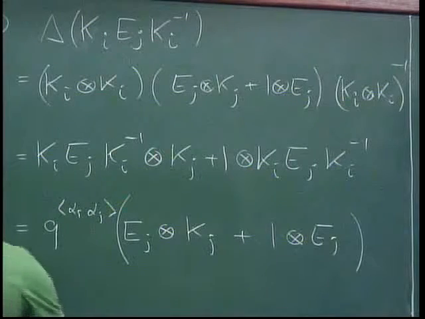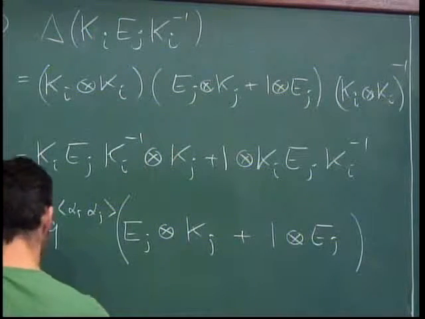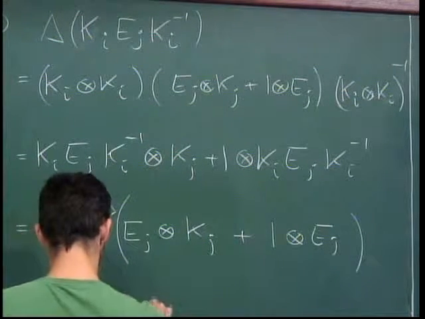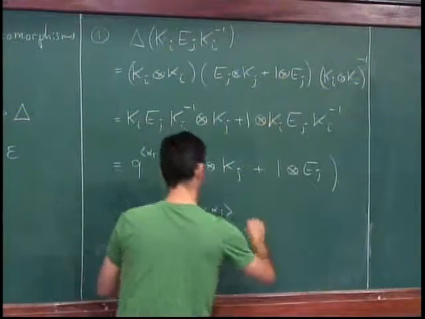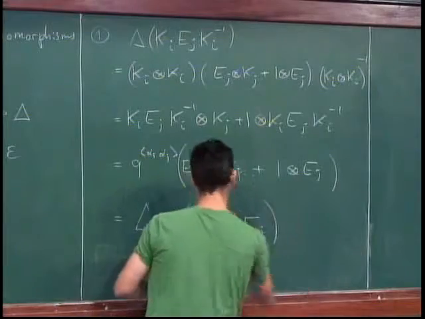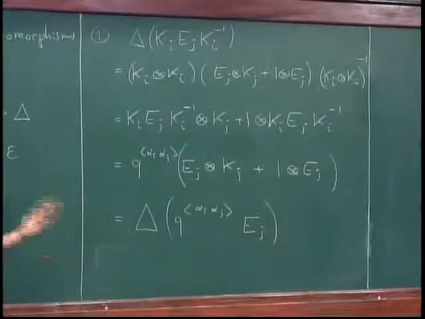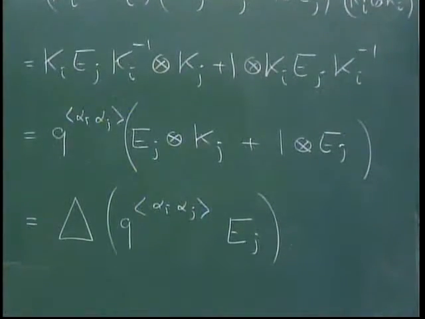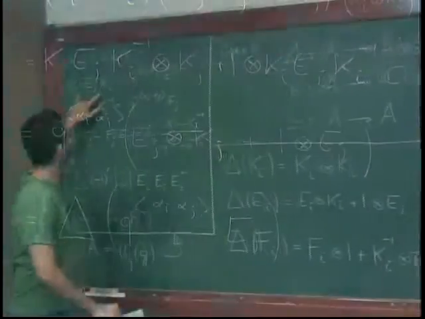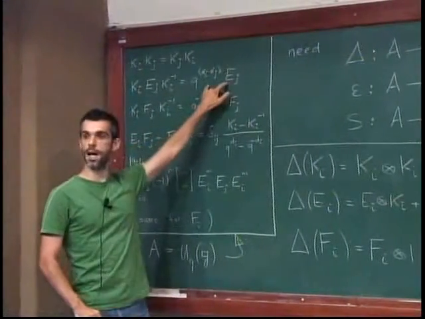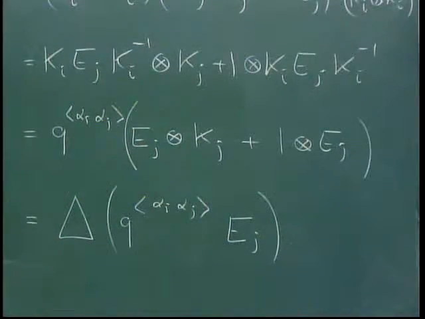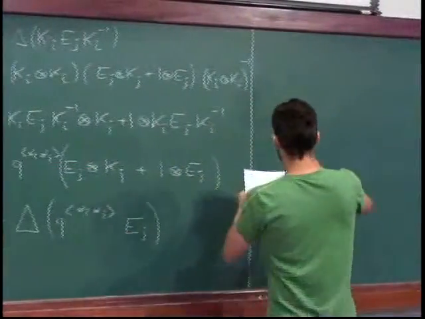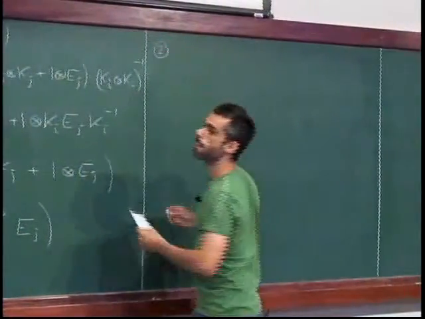Well, that happens to be equal to delta of this guy. So we've checked that delta preserves that second relation. It sends the left-hand side and the right-hand side to the same thing. Good. I mean, it's fairly straightforward. So let's check an instance of 2.